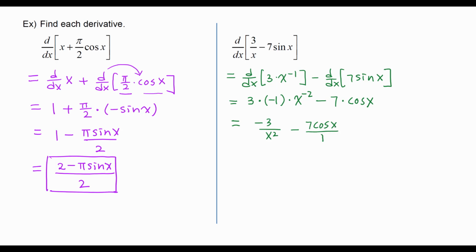To have a common denominator, we would multiply top and bottom by x squared. So your final answer will be negative 3 minus 7x squared cosine x over x squared.